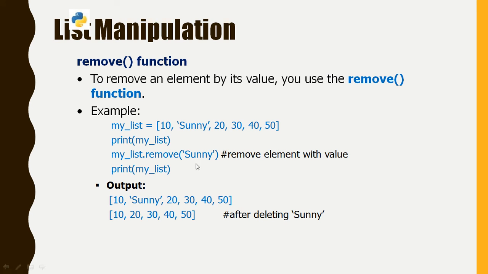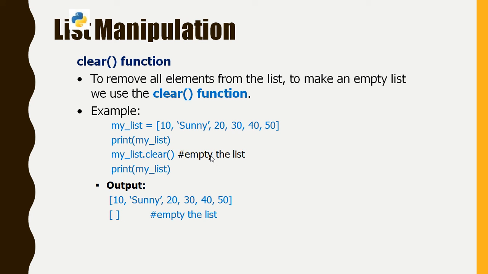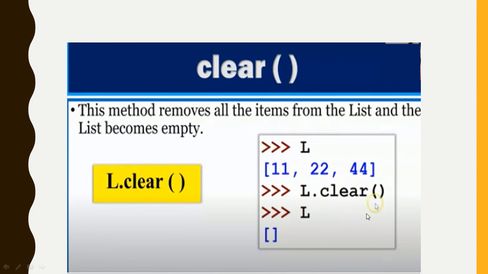Remove. Once again, what it will do: dot remove Sunny means if you give the value, that will be removed. In remove, you have to give the element value. The same thing is explained here. Now list clear, to remove all the elements from the list and make an empty list, the clear function. What is the syntax? List dot clear, so it will display an empty list. The same thing is explained here.